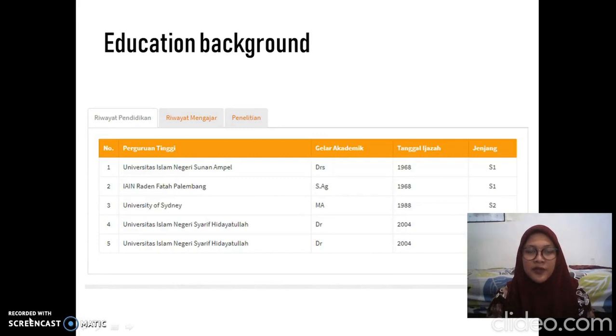He graduated from Sunan Ampel Islamic State University of Surabaya in 1968, and in the same year he also graduated from Raden Fatah State Islamic University of Palembang, and then he continued his education at the University of Sydney in 1988, and his last education was at Syarif Hidayatullah State Islamic University in 2004. So the third is how this book is organized.